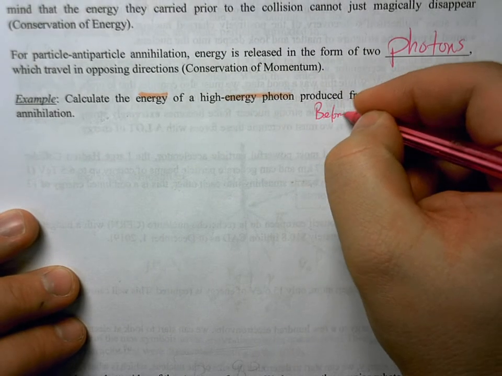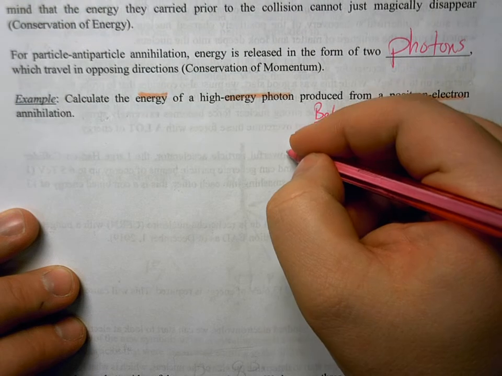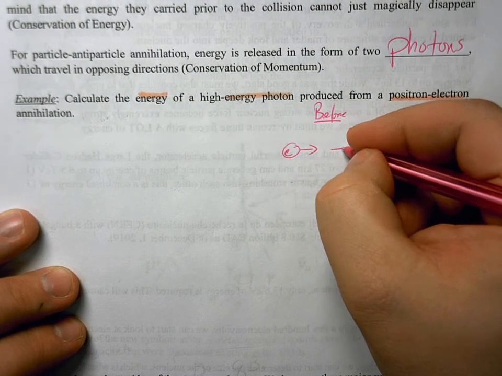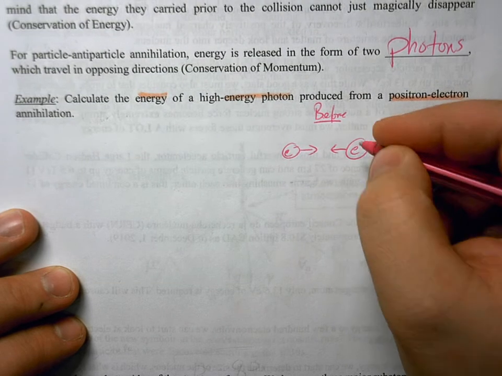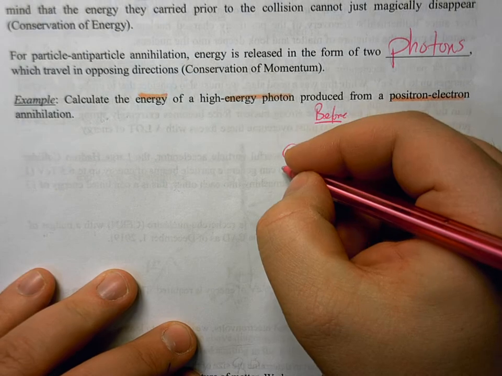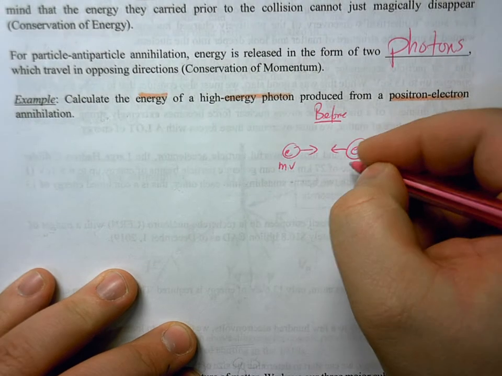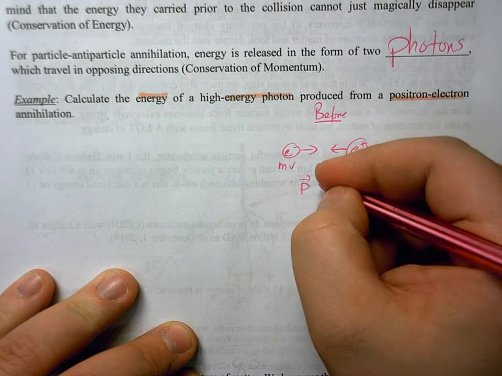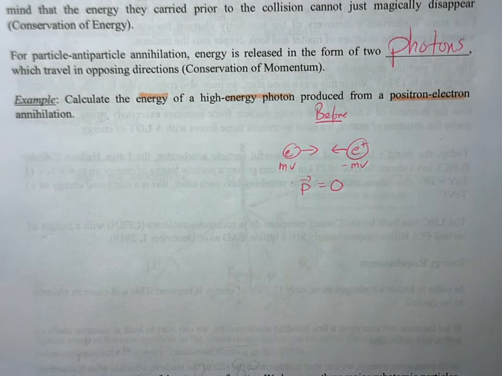In terms of a before picture, we have an electron coming in, going this way. We're going to have a positron come in, also this way. You have to understand that the electron and the positron have the same mass. We're going to assume that they're traveling towards each other with the same speed. So this has a momentum mv, this has a momentum negative mv, so the total momentum before this collision is going to be 0.